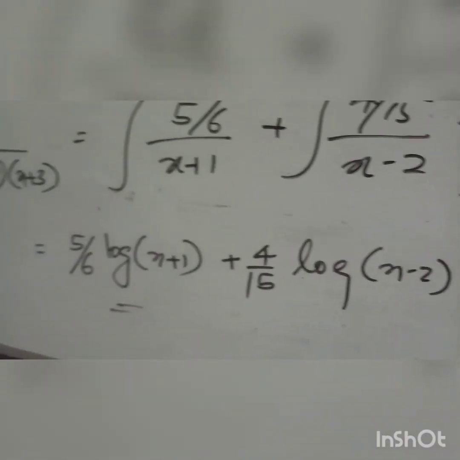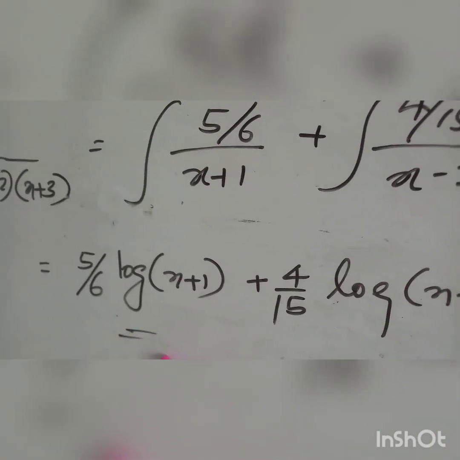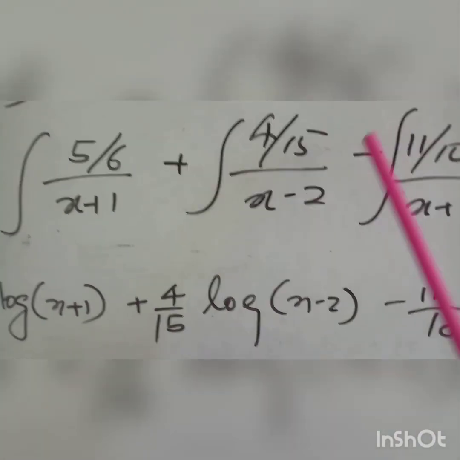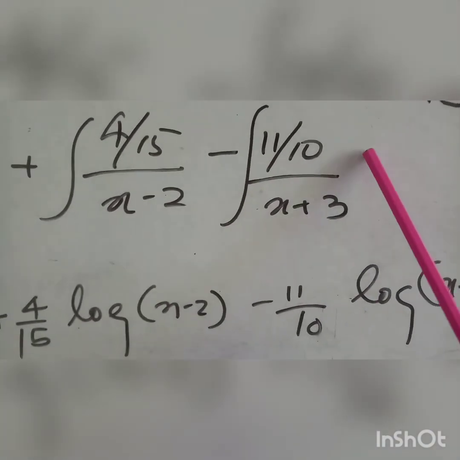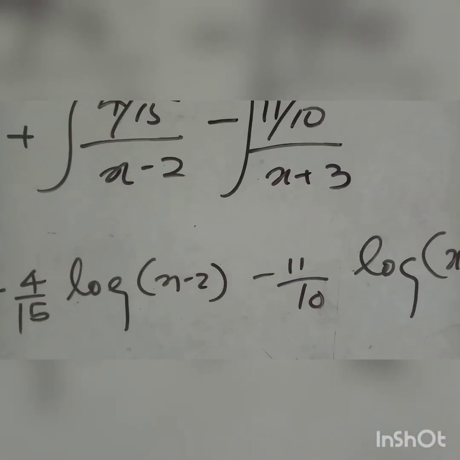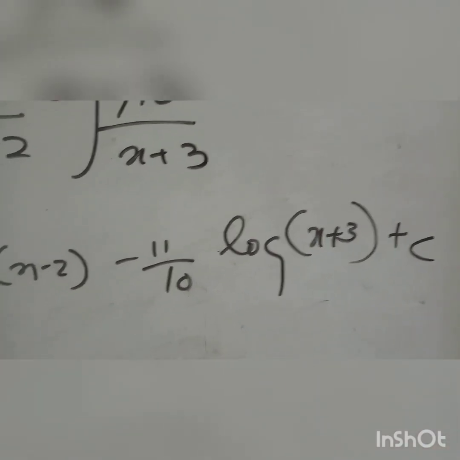And we know the integral of a linear function in the denominator, 1 by x, is log x. So 1 by x plus 1 gives log x plus 1. So the first one is 5 by 6 log x plus 1, then 4 by 15 log x minus 2, minus 11 by 10 log x plus 3, plus c.